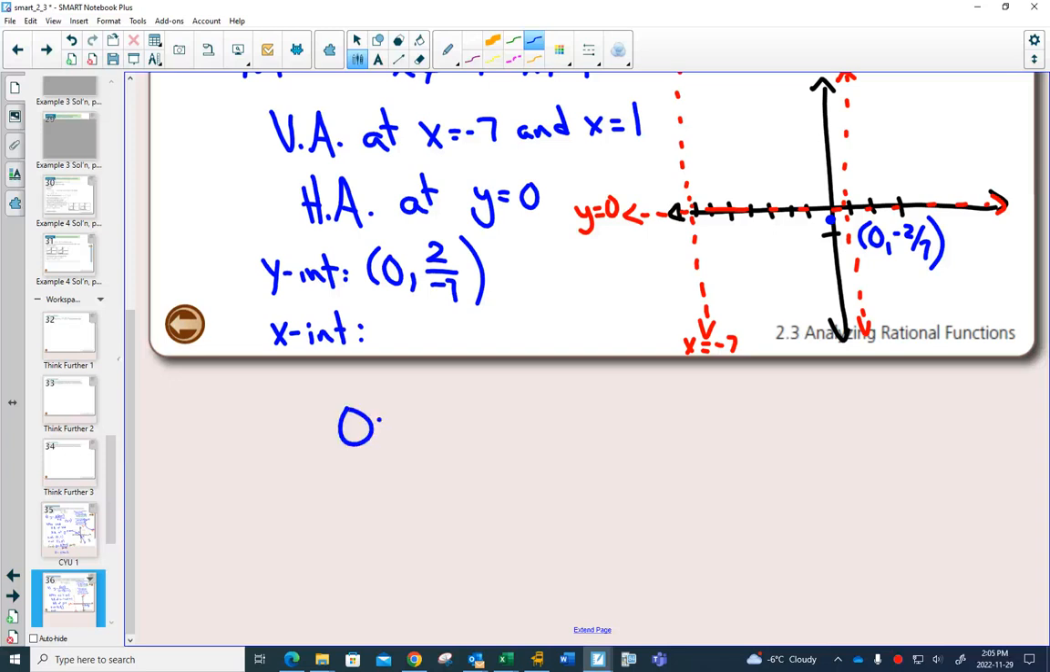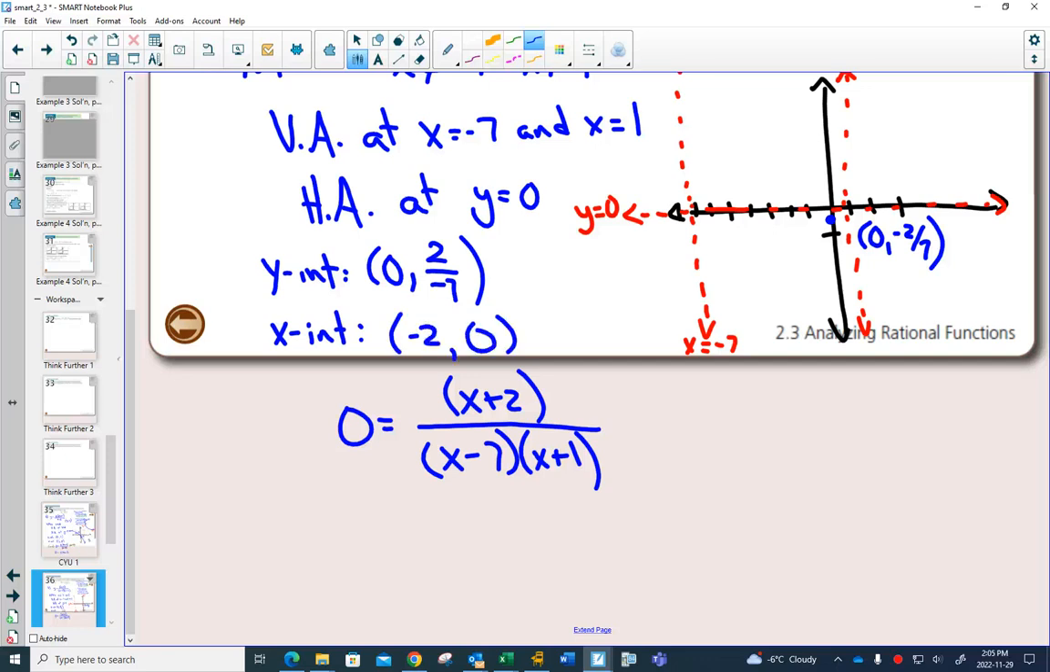Okay? So if I plug in 0 for y, I would have x minus 7, x plus 1 on the bottom, and I have x plus 2 on the top. Where's the only place a fraction can equal 0? Is if the numerator equals 0. I mean, you can multiply both sides by x minus 7 and both sides by x plus 1 to cancel out the bottom. And then you will get an x-intercept at -2.